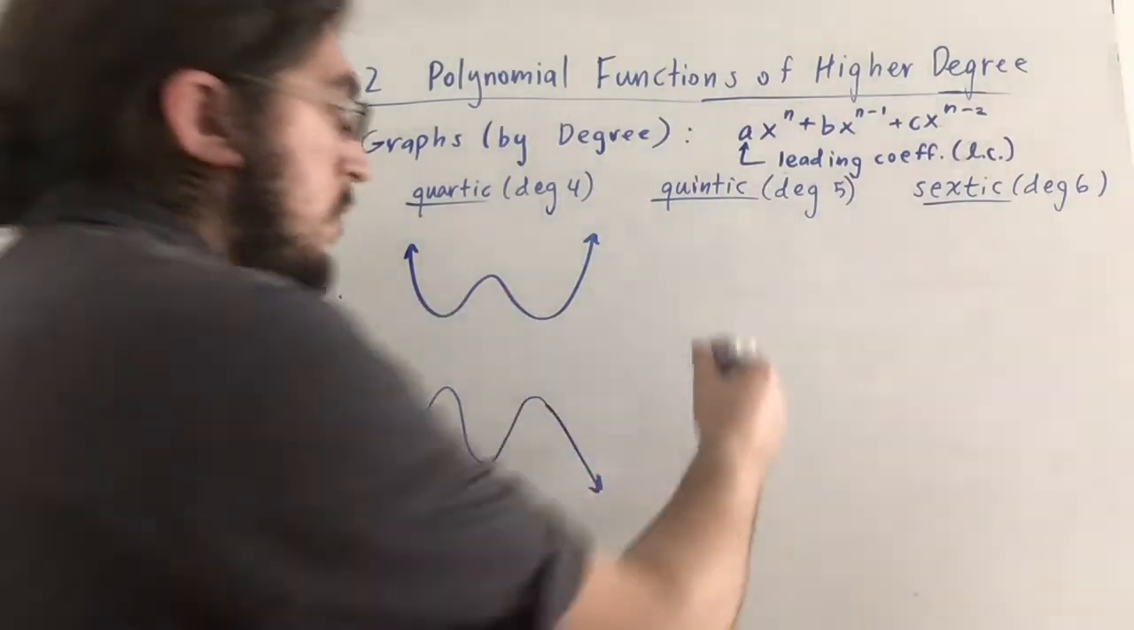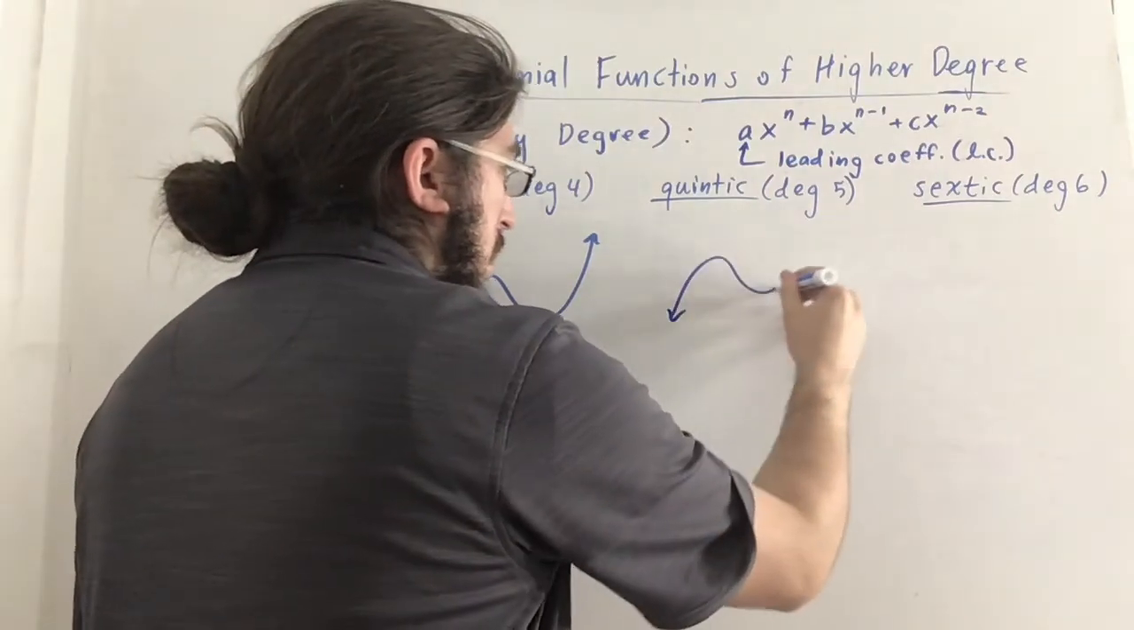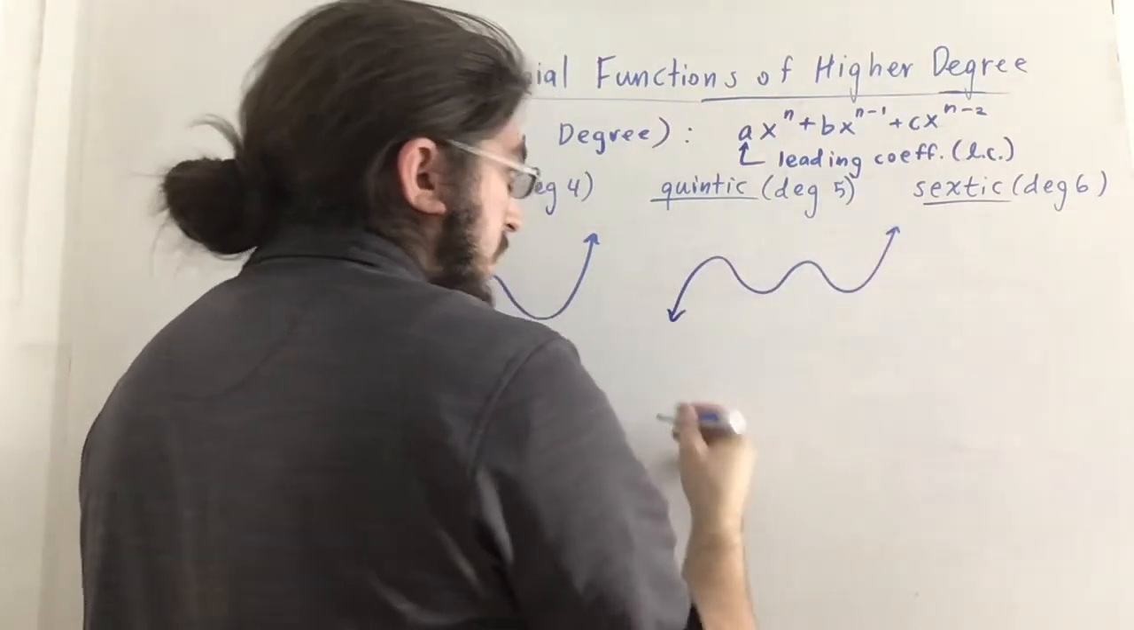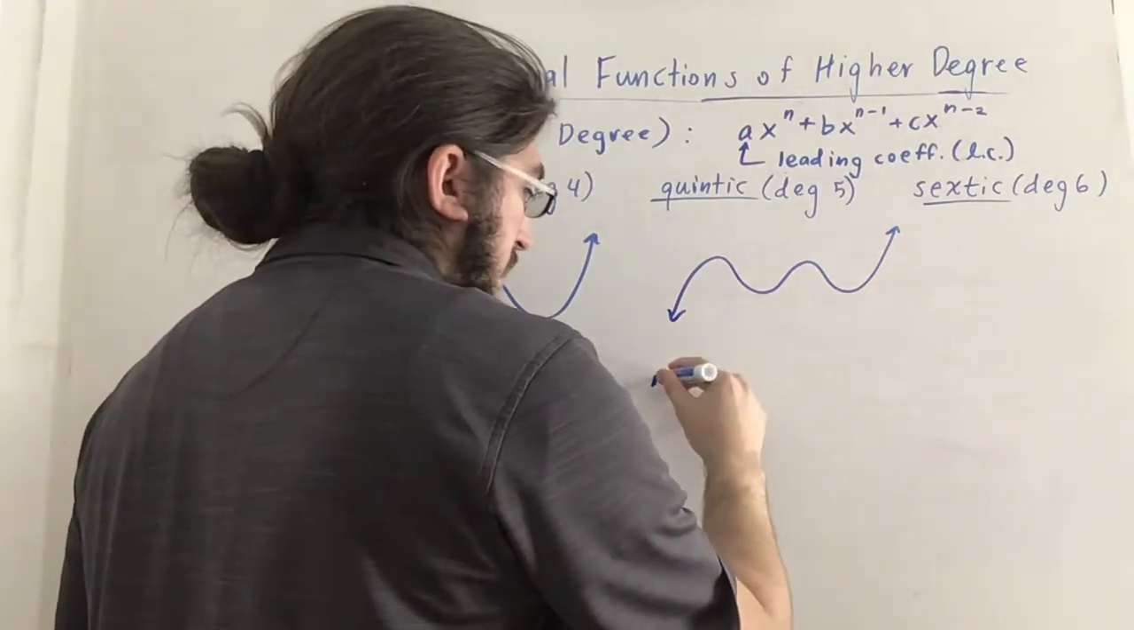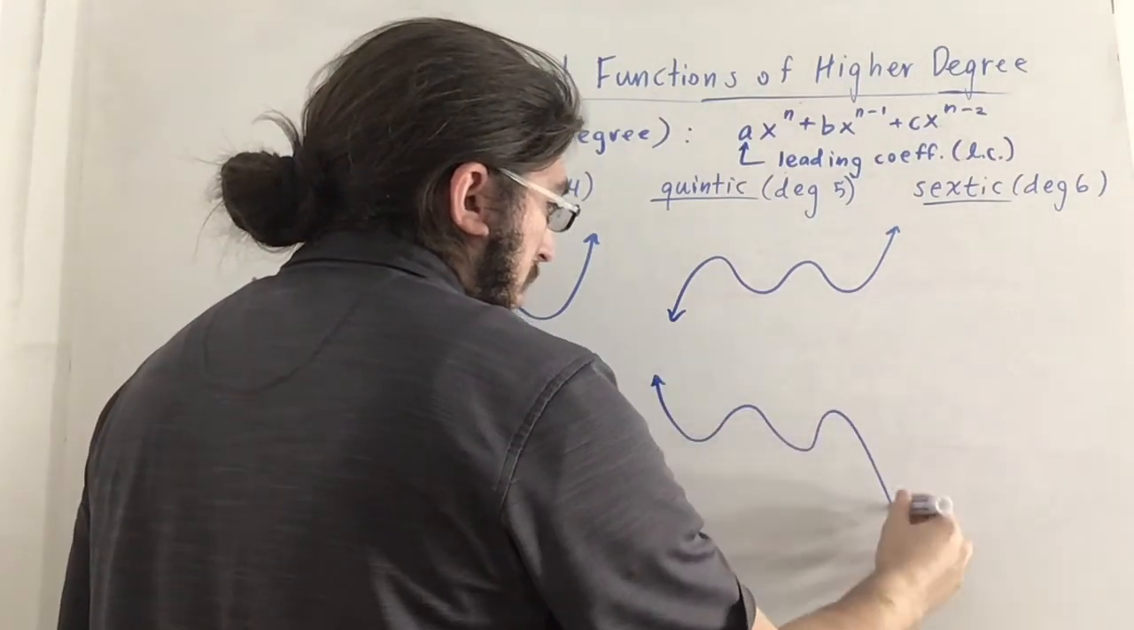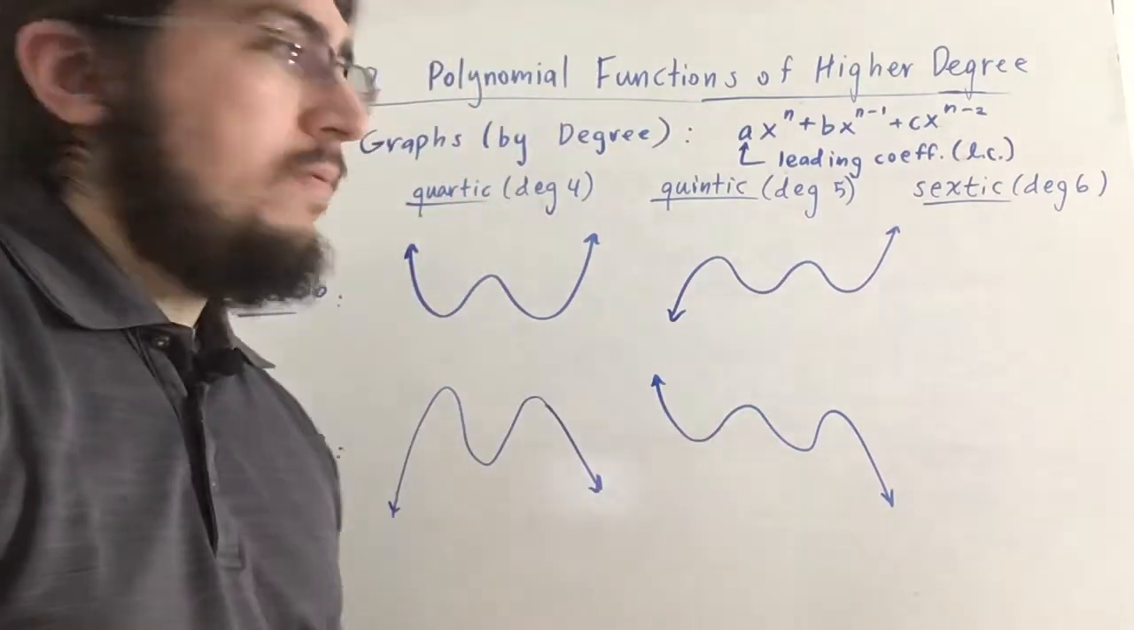So with that being said, quintic will look like this, having 4 humps. When the leading coefficient is negative, however, the image is reflected like this, vertically.